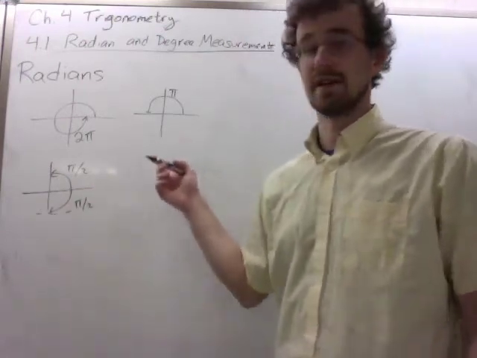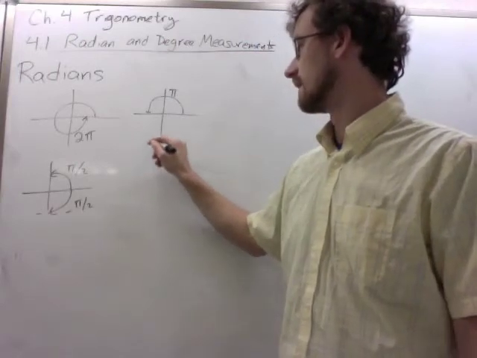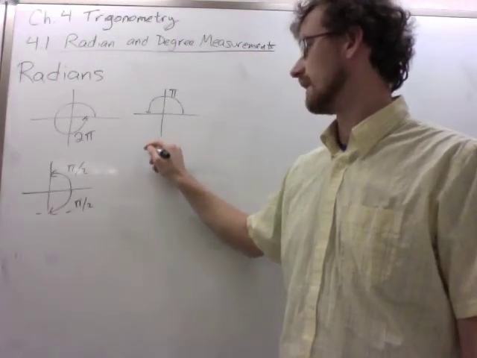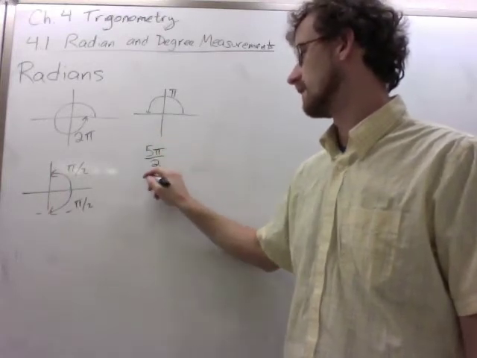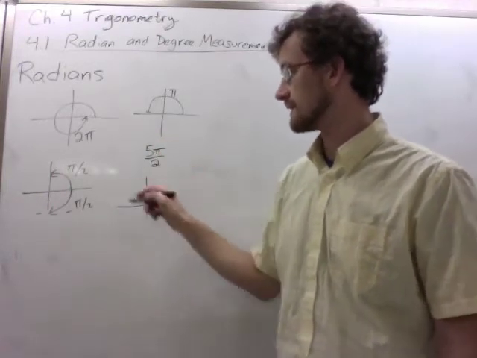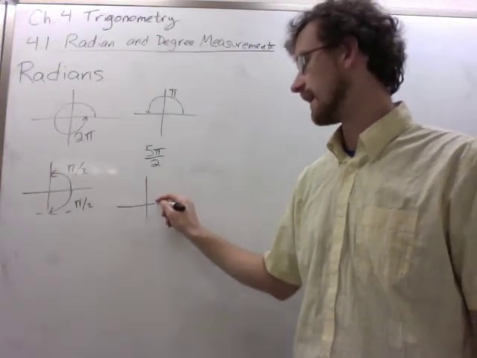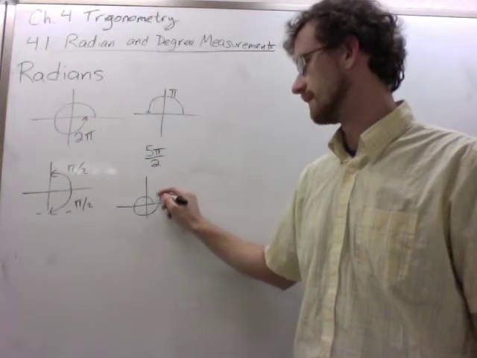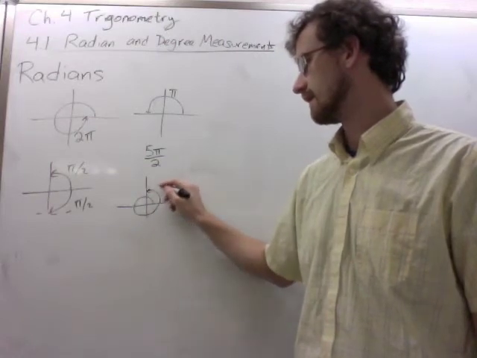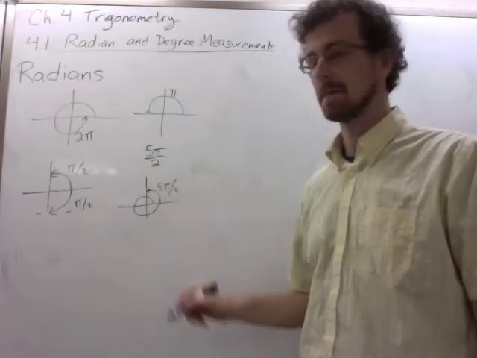If I wanted to draw an angle that's 5 pi over 2, well, 4 pi over 2 would be 2 pi, which is all the way around once, and then another pi over 2 would be right here. This is 5 pi over 2.